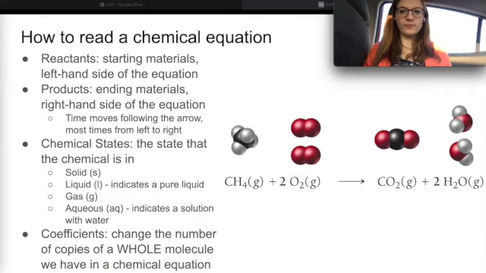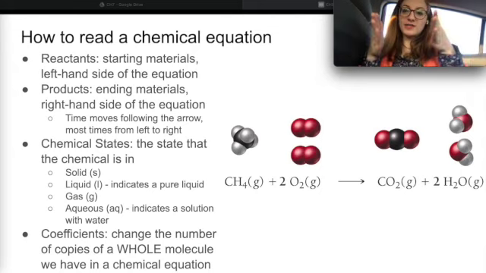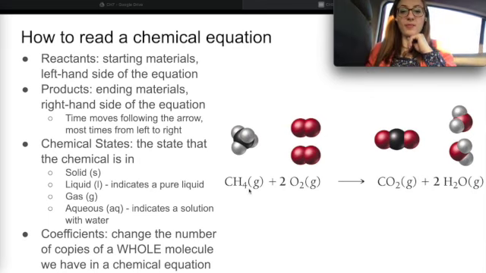So, okay, how do we actually read a chemical equation? We've talked about whether a reaction has occurred. I'm talking about chemical equations. Let's talk about how to read a chemical equation. You're going to have some stuff on the left-hand side separated by an arrow, some stuff on the right-hand side. The left-hand side of the arrow represents your reactants. So the left-hand side are the reactants or your starting materials, and the right-hand side are your products or what are left at the end.